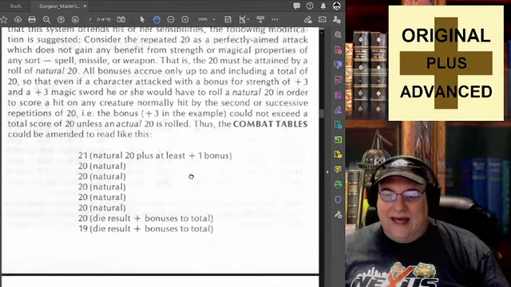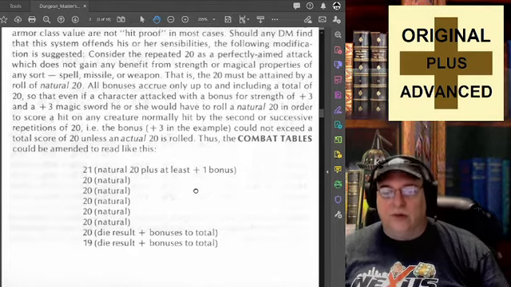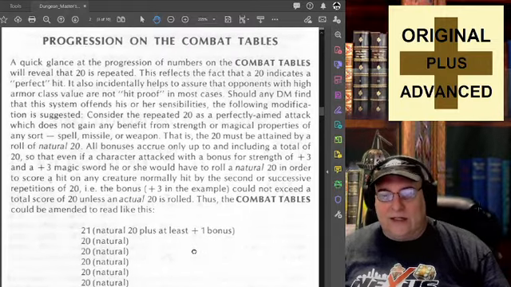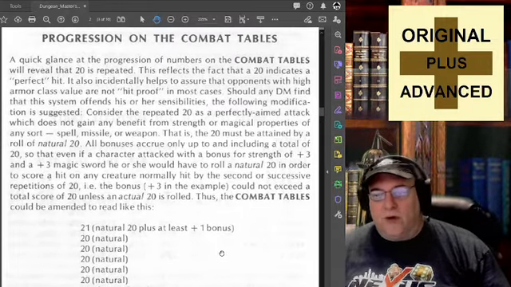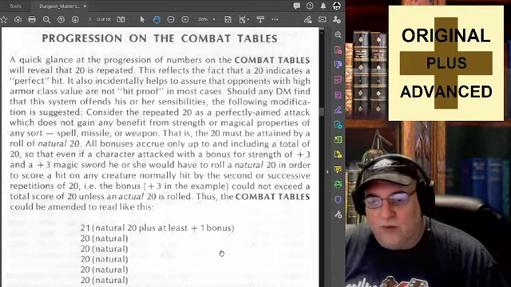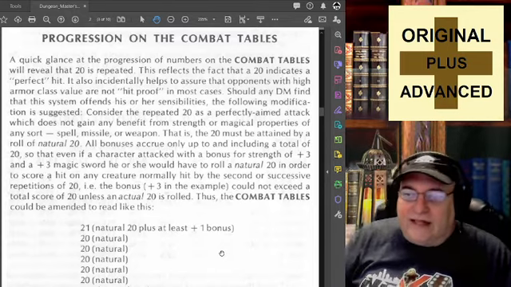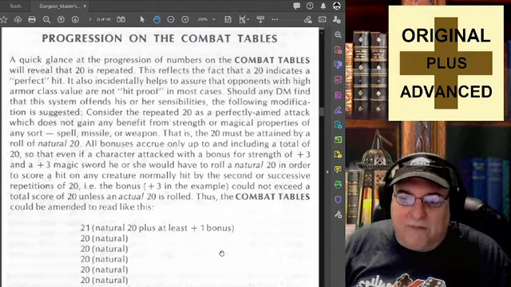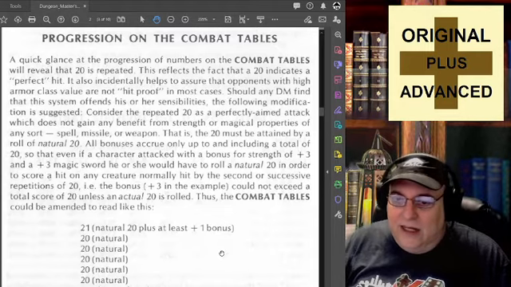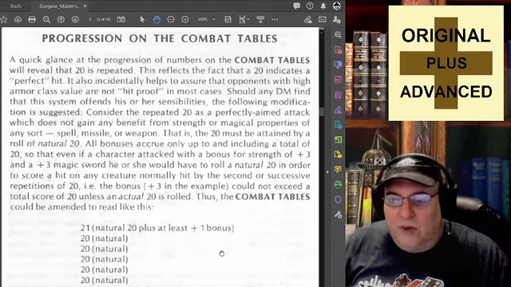In a sense, you might consider that a sort of a precursor to requiring a critical hit. But let me read what this says because it's a good explanation. Progression on the combat tables. A quick glance at the progression of numbers on the combat tables will reveal that 20 is repeated. This reflects the fact that a 20 indicates a perfect hit. It also, incidentally, helps to assure that opponents with high armor class value are not hit-proof in most cases.